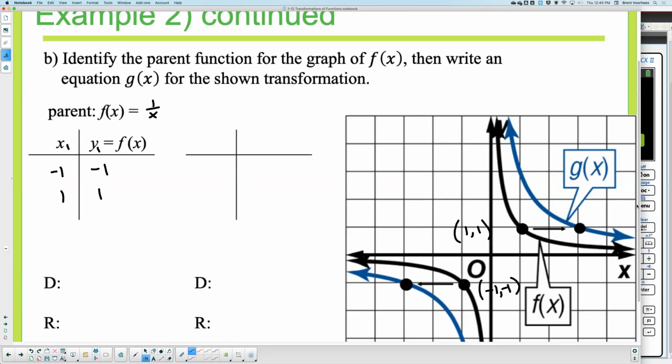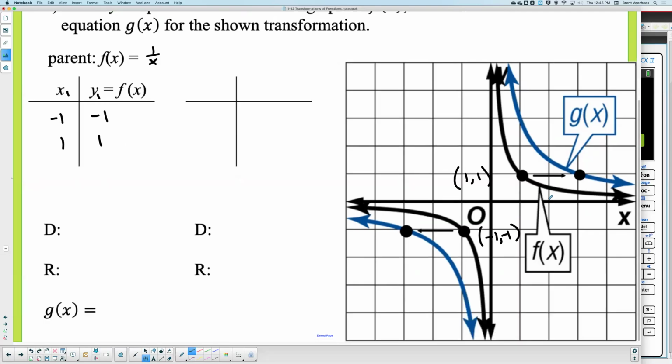Okay, now let's look at the coordinates of these 2 points. So talk to me about this point. This one moved over here. -3, -1. So we have -3, -1. And then what about this point? 3, 1. All right, how do we get from -1 to -3 and also from 1 to 3? What happened? We multiplied by 3.